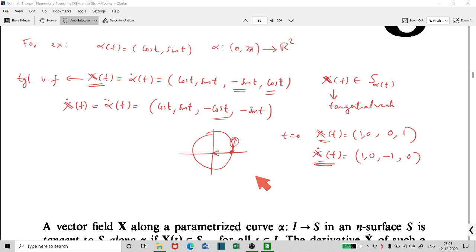Now, in order to overcome this problem, we will define another type of derivative. That is what we call the covariant derivative. So chapter 8 starts with the definition of the covariant derivative of a tangential vector field along a parameterized curve alpha. Now we can see what is the definition of the covariant derivative.